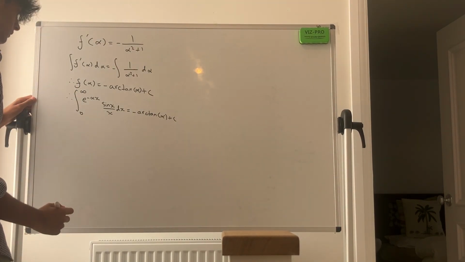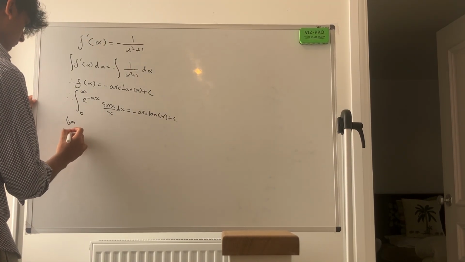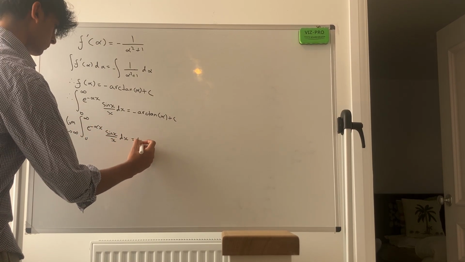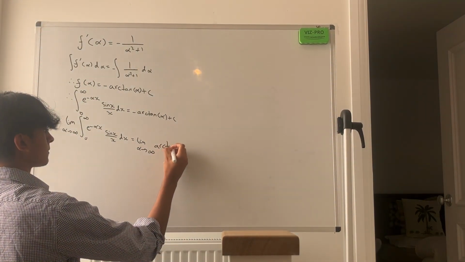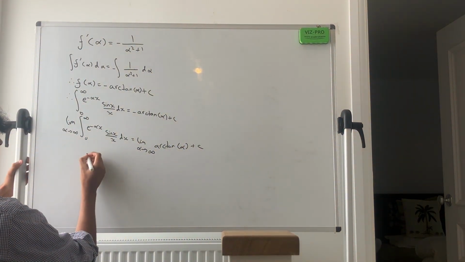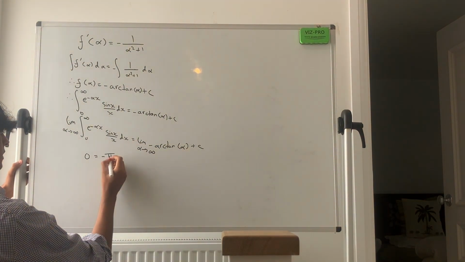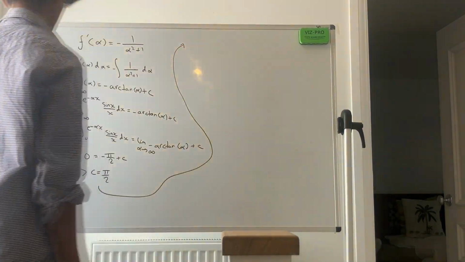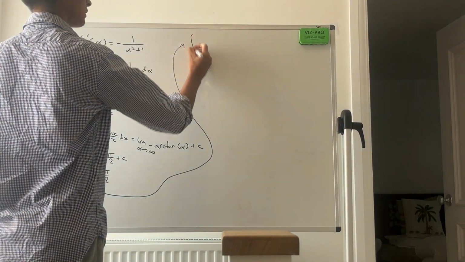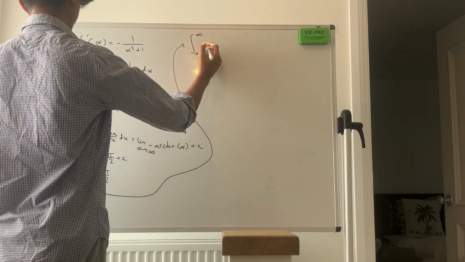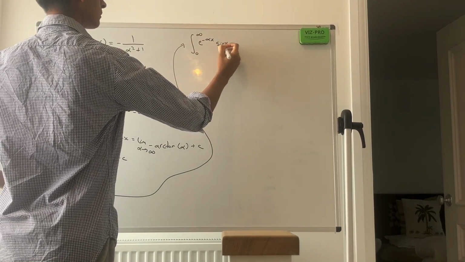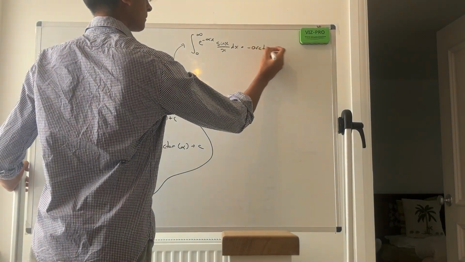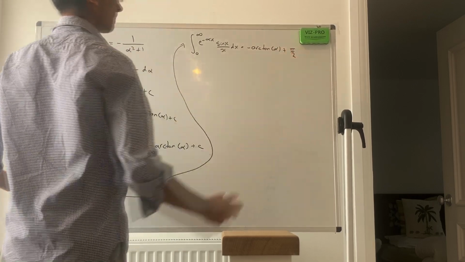But since we have a plus c and we don't know the value of it, we need to find the value of it. So if I take the limit as alpha approaches infinity, plugging in alpha into the left-hand side, we just get 0, and plugging infinity into the right-hand side, as arctan alpha approaches infinity, the graph approaches pi on 2. So we have 0 equals minus pi on 2 plus c, which therefore implies that c equals pi on 2. So we can now write the integral from 0 to infinity of e to the negative alpha x sine x over x dx equals negative arctan alpha plus pi on 2.